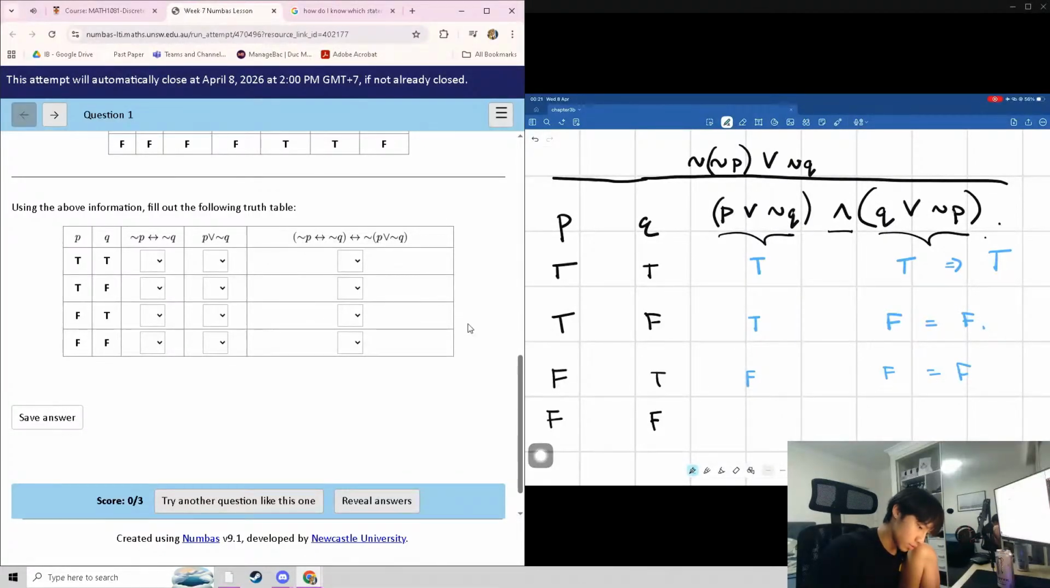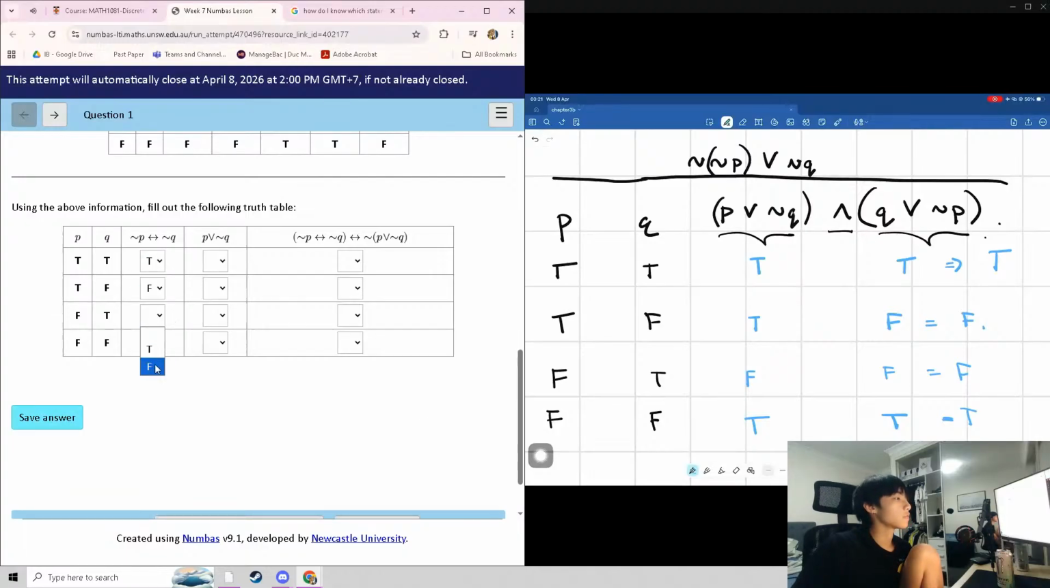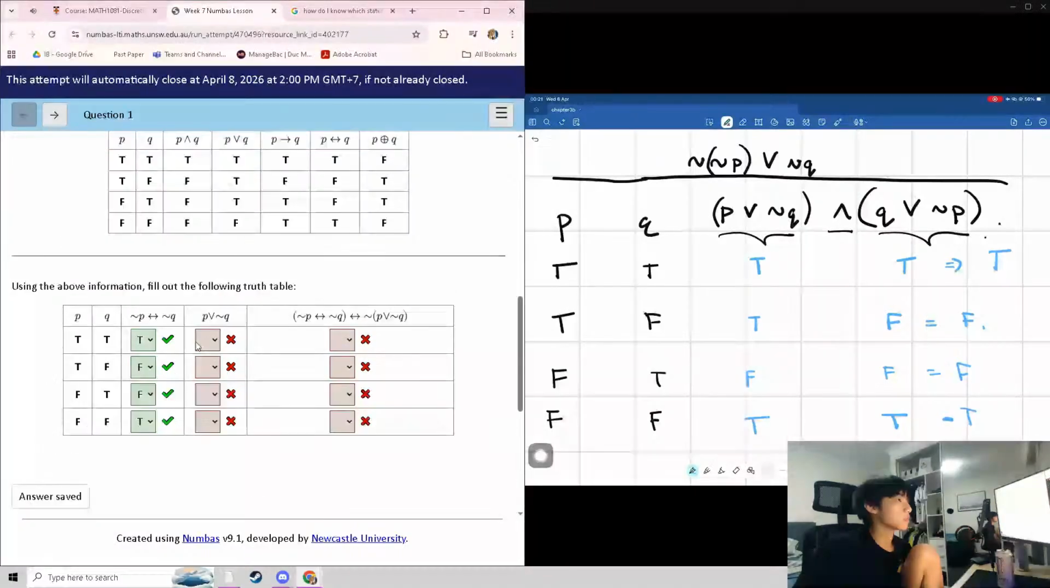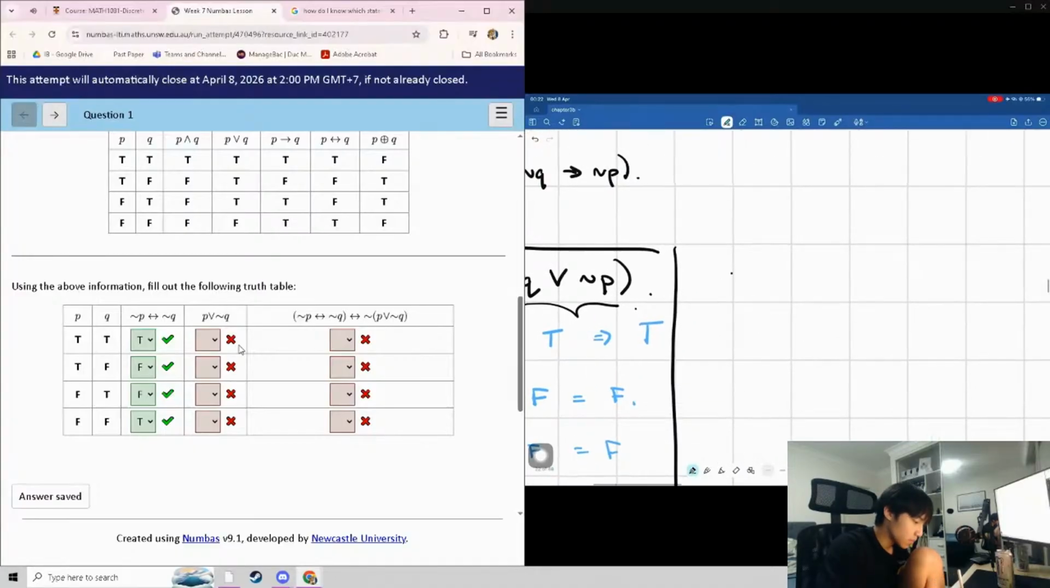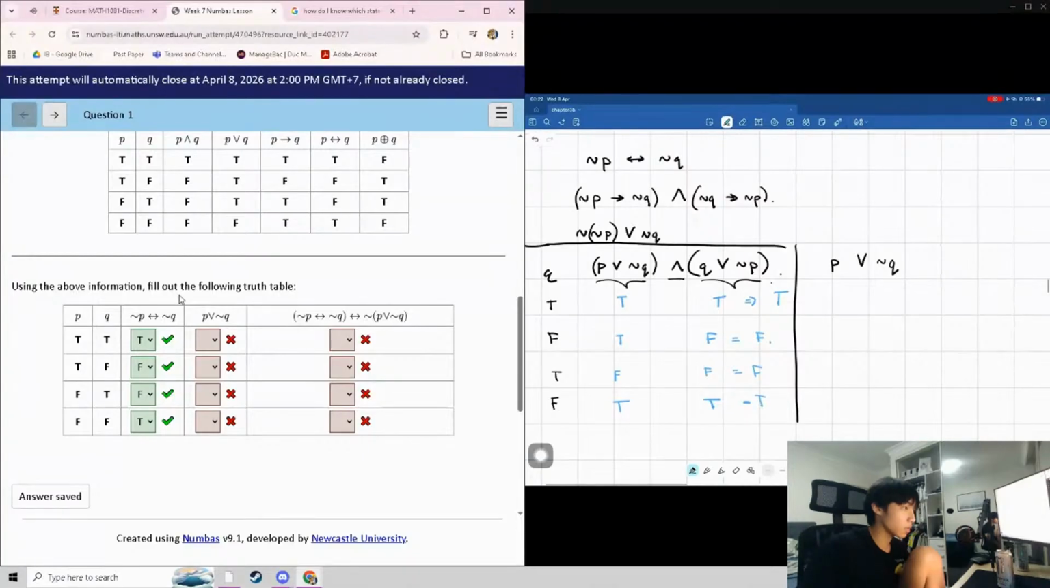Not P is true, so this part is true. And not Q is true, so this is true, so this is true. That's my guess. So we're doing true, false, false, true. Okay, that's good. I got that first section good. We're going to do P or not Q. We've done P or not Q. That's T, F, T.